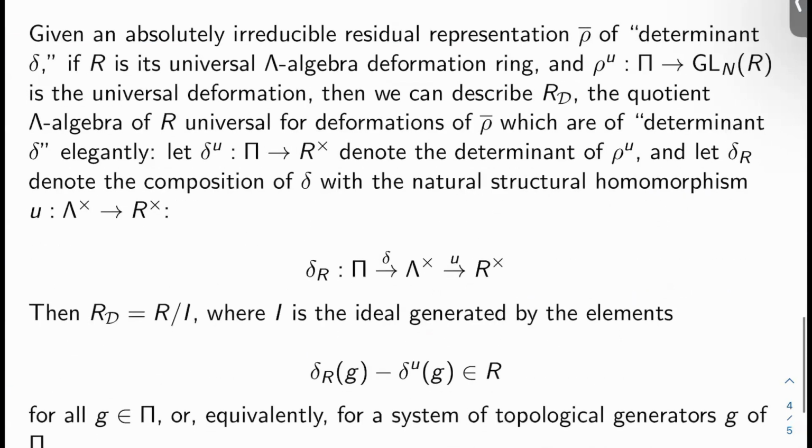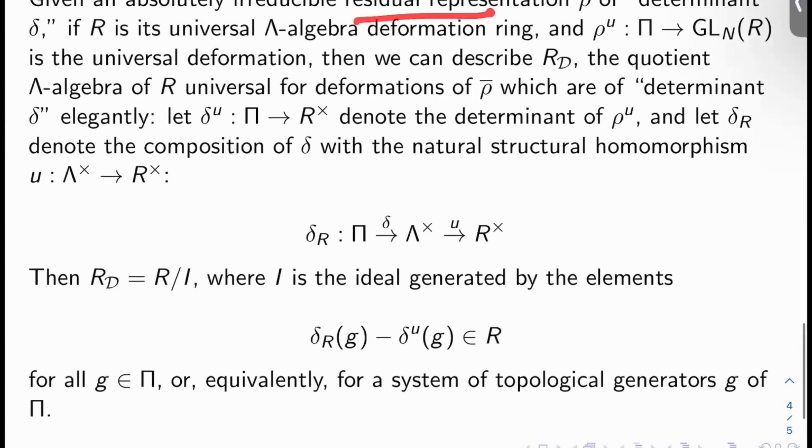Okay, what is the universal deformation ring? Given an absolutely irreducible residual representation ρ bar of determinant δ, if R is its universal Λ-algebra deformation ring, and ρ^u from π to GL_n of R is the universal deformation, we can certainly describe R_𝒟, the quotient Λ-algebra of R, universal for deformations of ρ bar which are of determinant δ. We can describe this elegantly.